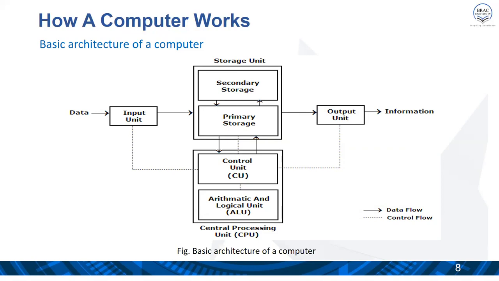And the input unit takes input data or information provided by the users and stores them into the memory in the form of binary data. The output unit provides the result to the users. From the figure, we can see that the solid line arrows are representing the data flow, whereas the dashed lines represent the control flows.